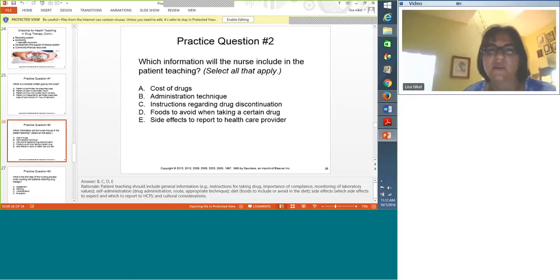So here, the only one that you're not going to discuss with your client is cost of drugs. Cost of drugs varies on factors that we don't know about. We don't know about our clients' healthcare resources. We don't know about their insurance plan. So that's not something that we would get involved in. But the other areas we are covering when we're doing teaching.